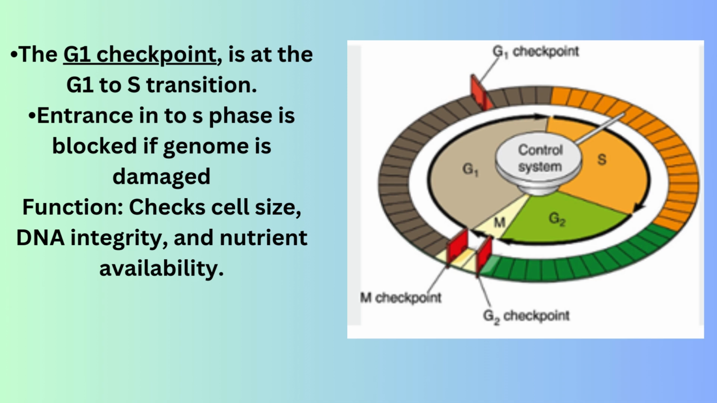The main decision point for a cell is the G1 checkpoint. This is the primary point at which it must choose whether or not to divide. Once the cell passes the G1 checkpoint and enters into the S phase, it becomes irreversibly committed to division. So once it crosses the G1 and enters the S phase, it has to divide.